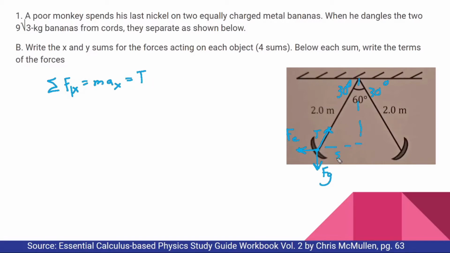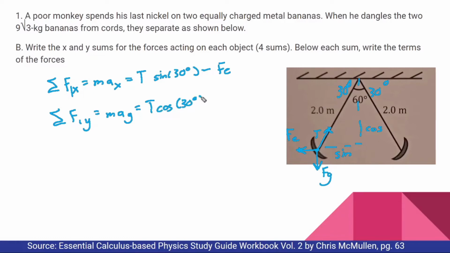times the sine of 30 degrees minus the electric force, while the sum of the vertical forces is going to be equal to the mass times the vertical acceleration, which would be tension times cosine of 30 degrees minus the force of gravity.